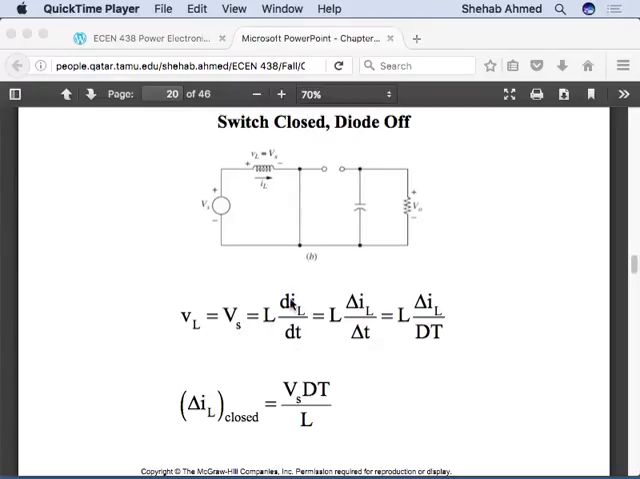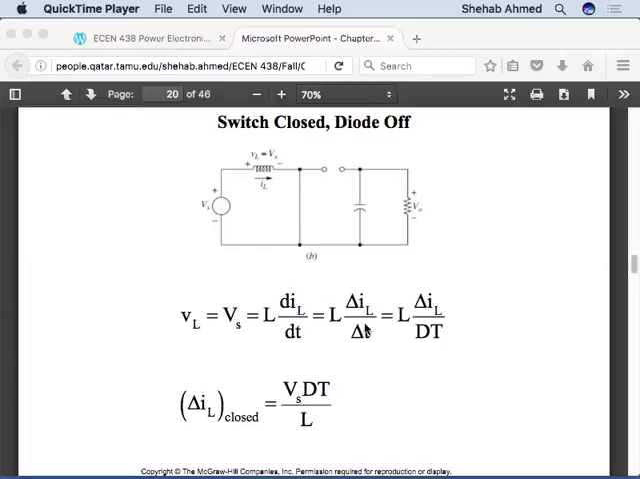This di is the change in current during the switch on time. So I will call this a delta I. And I'll call that period where the current is changing delta t instead of dt. And then I will solve for it. And delta t here is what? The time the switch is closed.